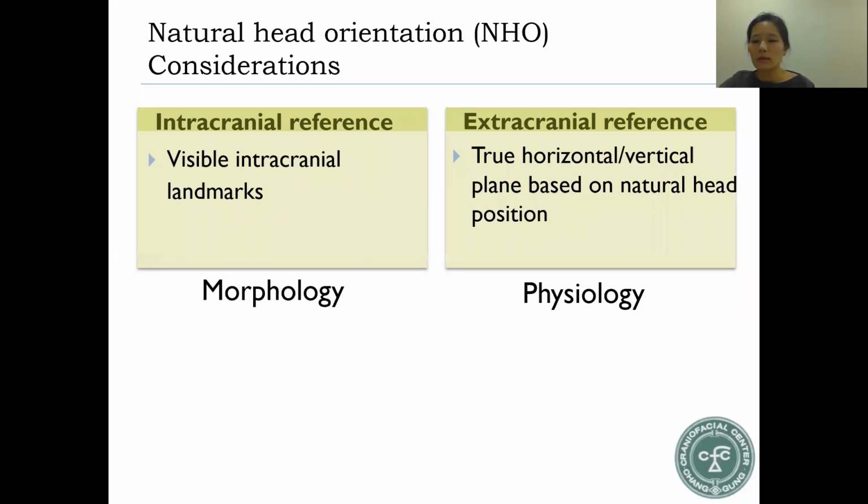Another advantage is that it's a decision after comprehensive evaluation. Not only the intracranial reference, but also extracranial reference are taken into consideration. Or we can say it takes not only morphology, but also physiology into consideration. Generally, morphology and physiology have an intimate relationship with each other. And in some cases, I'd like to take patients' personal preference into consideration as well.